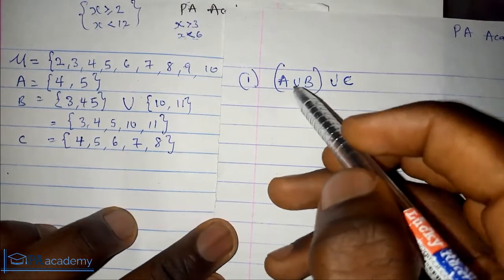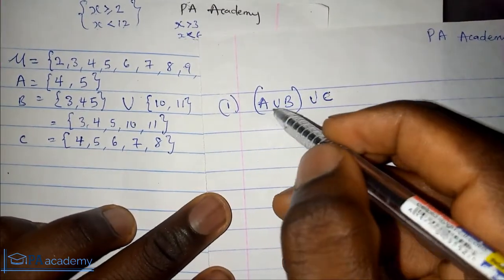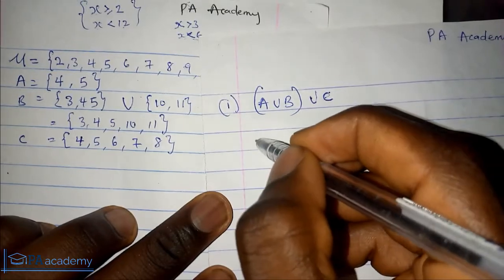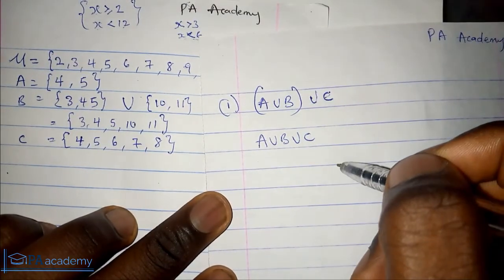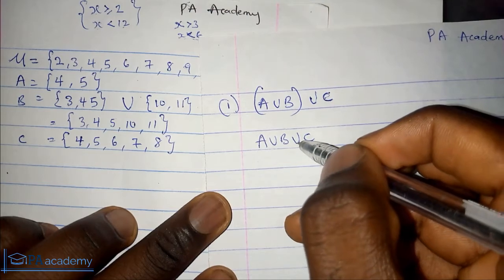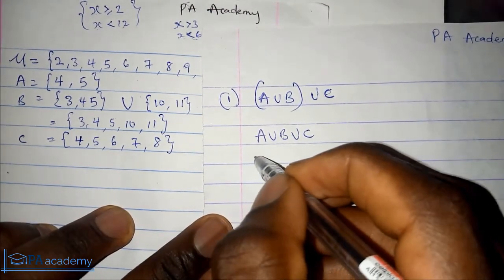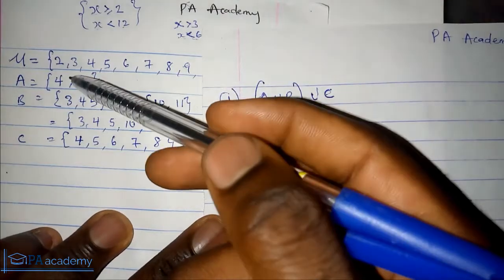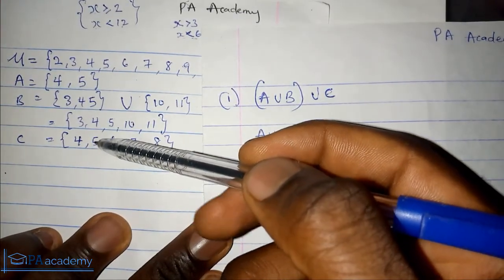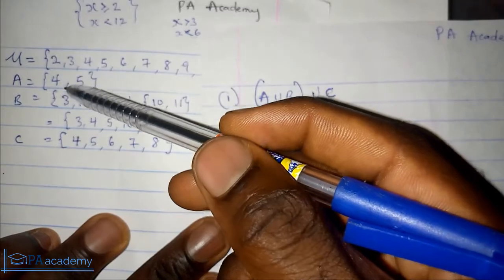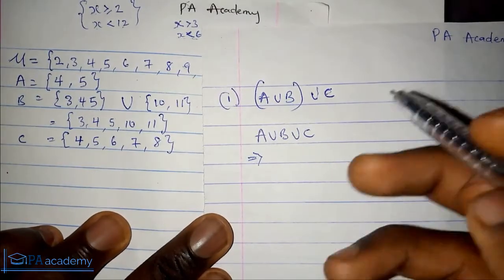So let's start with A union B. Now A union B union C is also the same thing as A union B union C without the brackets. So let's look at set A, set B, and set C. When we talk about the union, it is all the elements that are in A, B, and C. We are going to make a collection of all those elements.